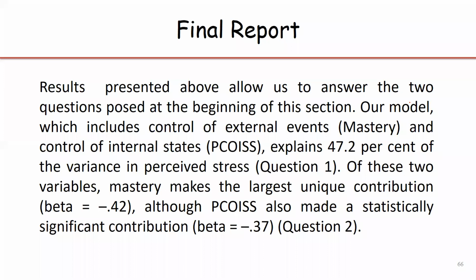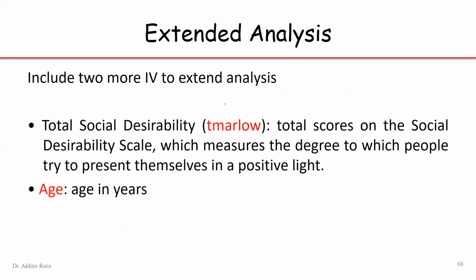All factors are indicating that the model is a better model, but we can enhance the accuracy of the model by increasing the predictors in the model. So we can add two more predictors into the model, which is suggested in the problem. Those two predictors are the social desirability factor, which is the TMARLOW variable, and another variable that we may include in the model is the age variable.